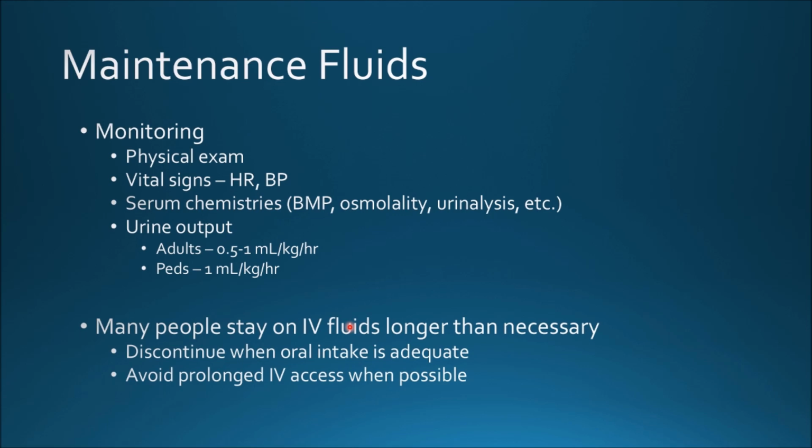Obviously, heart rate should come back down, blood pressure should come back up, and also you're going to be measuring serum chemistries. Remember, your BMP is just a Chem 7. You're only going to get a couple of things there. If you want more, either get a CMP or order the labs individually: magnesium, phos, calcium, whatever you need, okay?